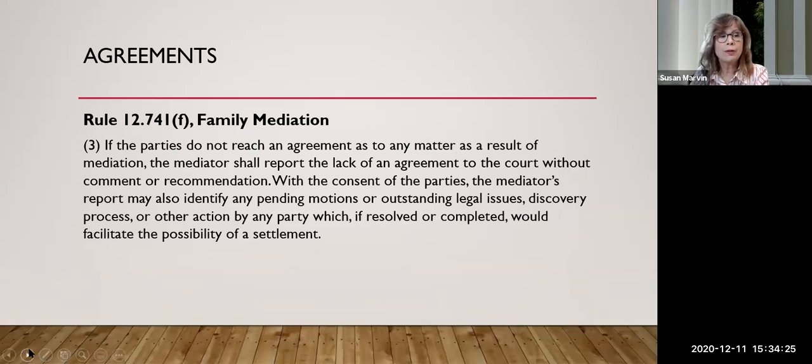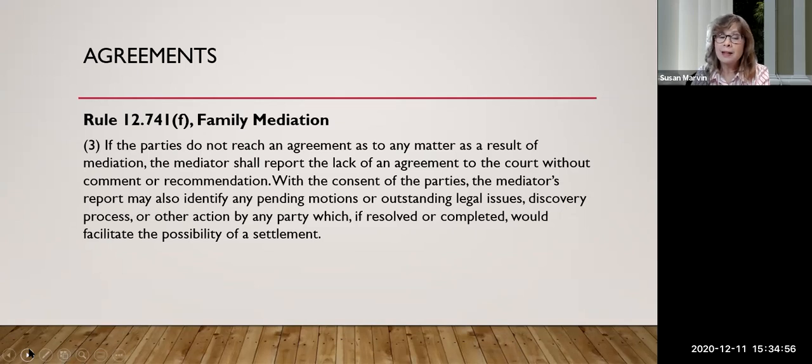Rule 12.741, family law mediation. If the parties don't reach an agreement, the mediator would just report lack of agreement without comment or recommendation. That phrase should become familiar to you. Without comment or recommendation, as tempting as it is for us to put something in that report, we need to refrain.